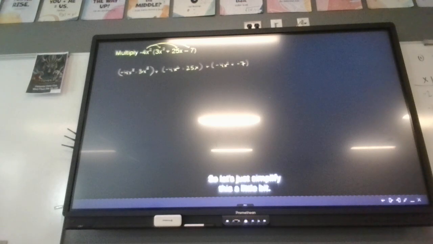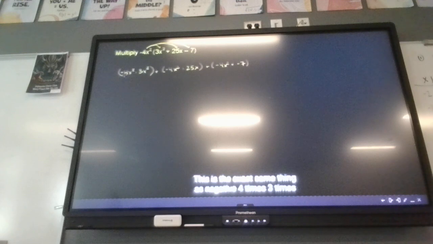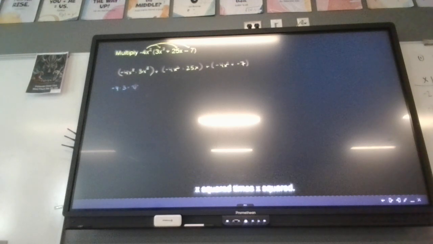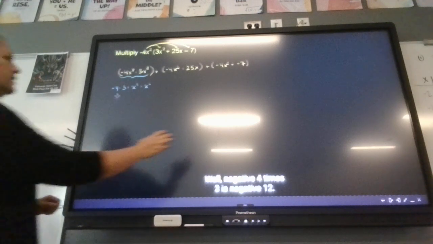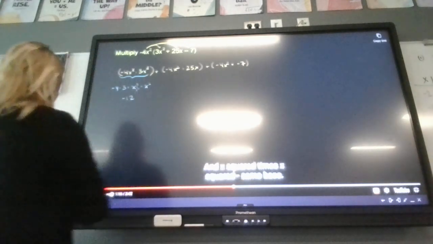So let's just simplify this a little bit. Now, we can obviously swap the order. We're just multiplying negative 4 times x squared times 3 times x squared. And actually, I'll do out every step. Eventually, you can do some of this in your head. This is the exact same thing as negative 4 times 3 times x squared times x squared. And what does that equal to? Well, negative 4 times 3 is negative 12.